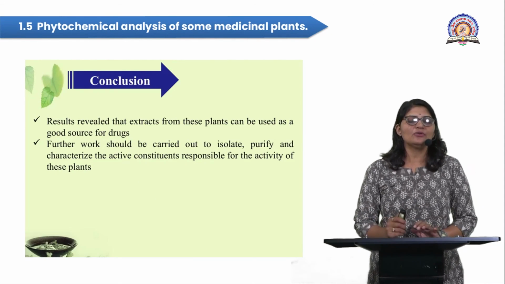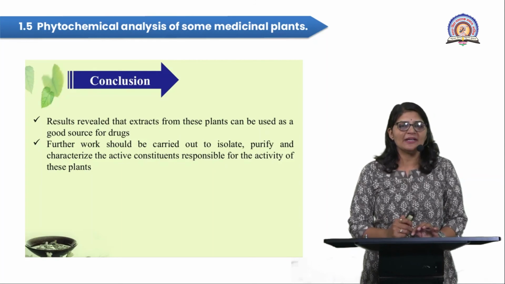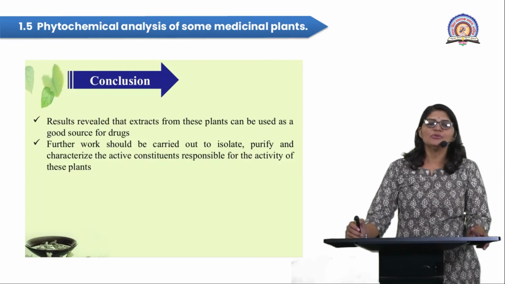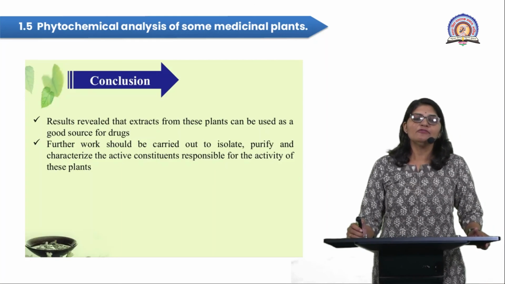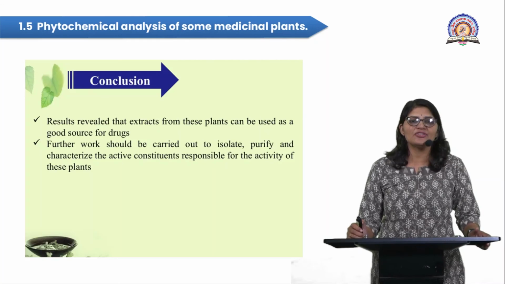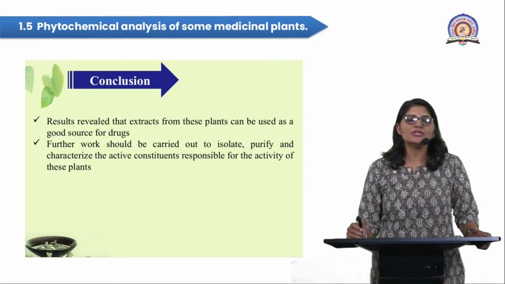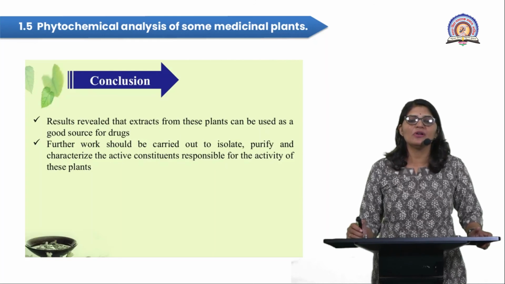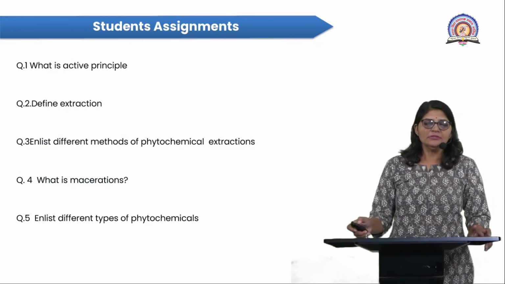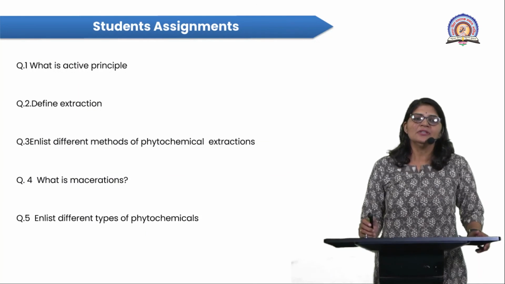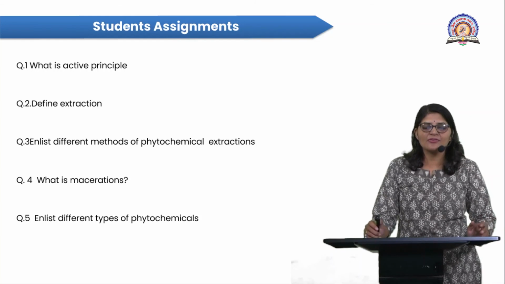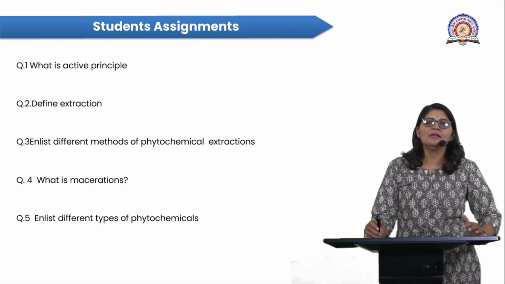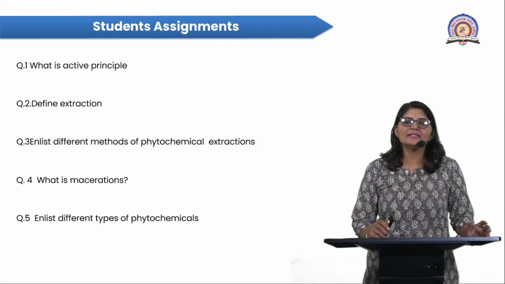Then see the conclusion of this preliminary phytochemical analysis, or screening of the phytochemicals. This result revealed that the extract from these plants can be used as a good source of drugs, and further work should be carried out for isolation, purification, and characterization of the active constituents responsible for the activity of these plants. In today's session, we focused on the various phytochemical extraction methods, what an active principle is, and the phytochemical screening methods.